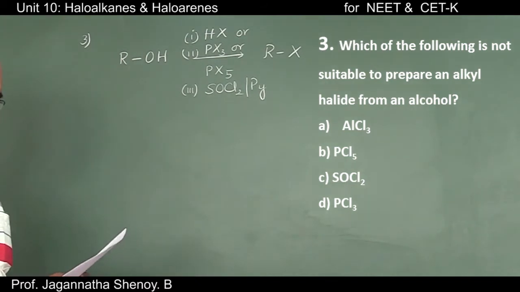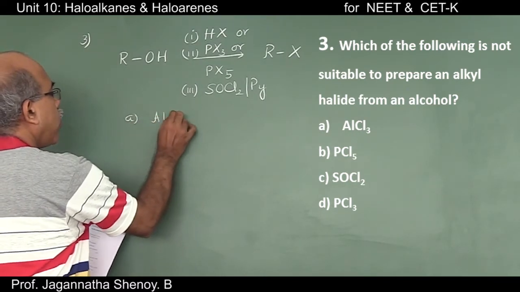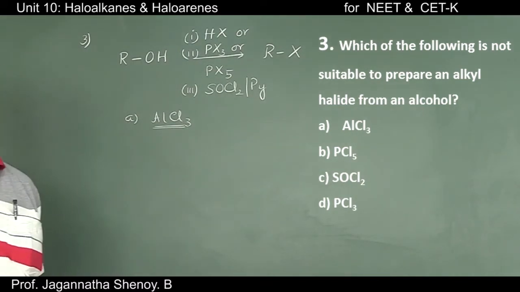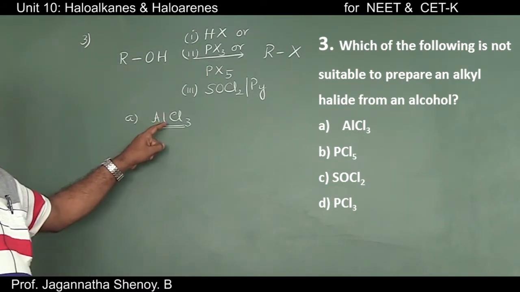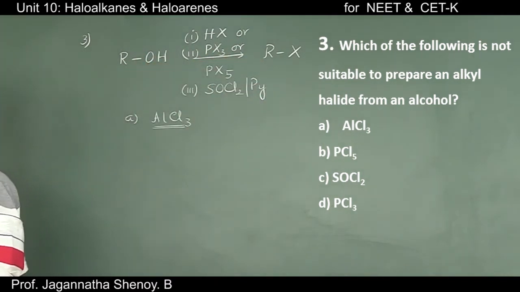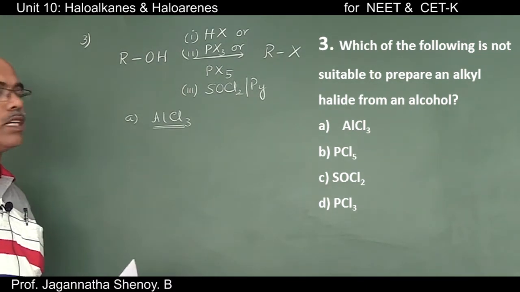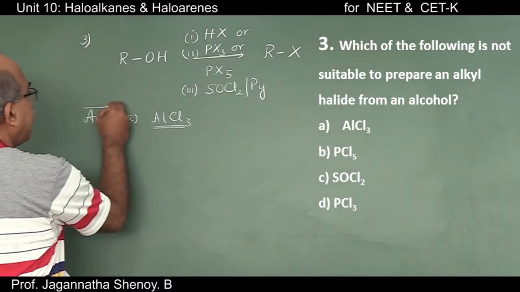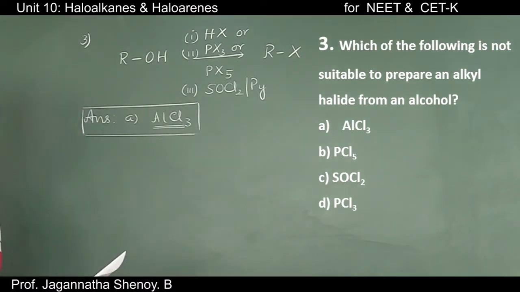Now, if you go through the options given, if you go for option A, aluminium chloride. You know, aluminium chloride is a Lewis acid. It is used as a catalyst in different reactions, but using aluminium chloride, it is not possible to convert an alcohol into alkyl halide. So, which one cannot be used as a reagent to bring about this particular conversion? It is aluminium chloride. That is why answer for question number 3 has to be option A, AlCl3.